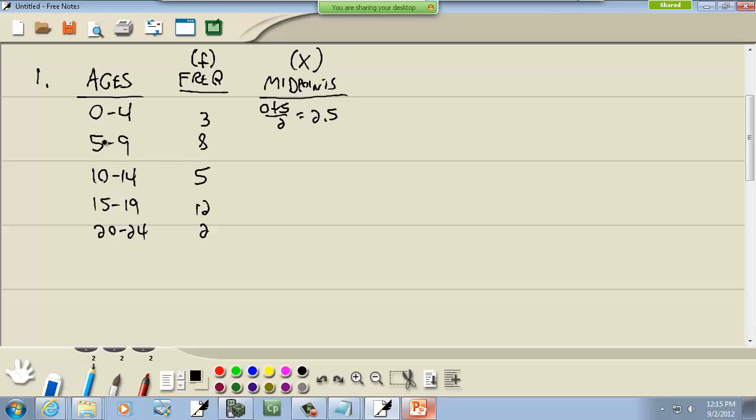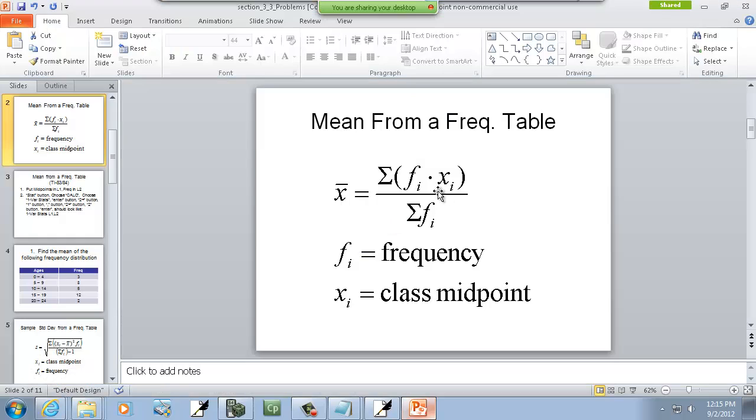Now we can use our class width very easily to come up with the other ones. See how this goes from 0 to 5 to 10? It's adding 5 over and over. So 2.5 plus 5 gives us 7.5. Plus another 5 gives us 12.5. Gives us 17.5, gives us 22.5. So those would be our midpoints.